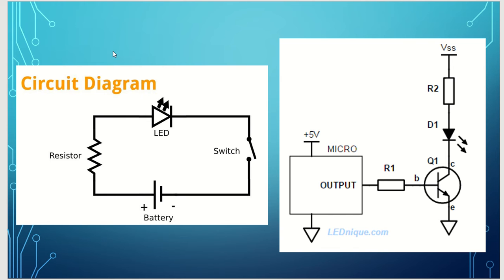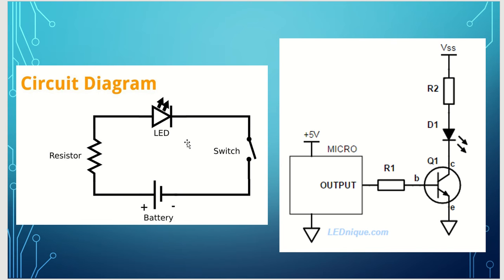First, we are going to take a look at the diagrams for the continuous mode and the pulse mode. As we can see, for the continuous mode, we just have our DC voltage source, which in this case is a battery, connected to a resistor, and then we have an LED.